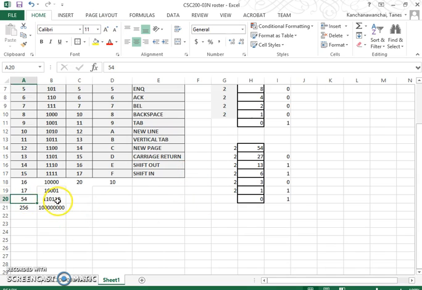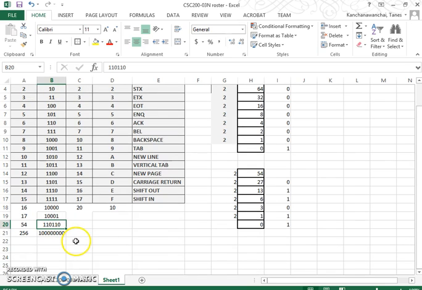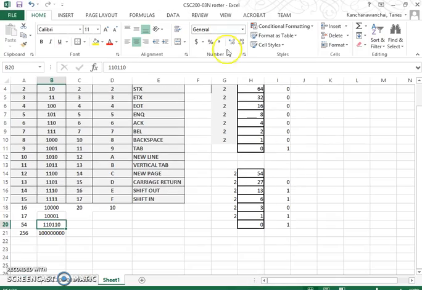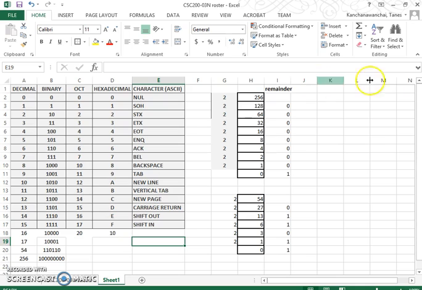So 54 is 110110 in binary. And we can test if we want to check if it's correct or not. How do we check? We pretty much just either use a calculator or convert binary back to decimal. So how do we convert binary back to decimal? This is going to be very easy if you understand the principle of exponents in decimal.